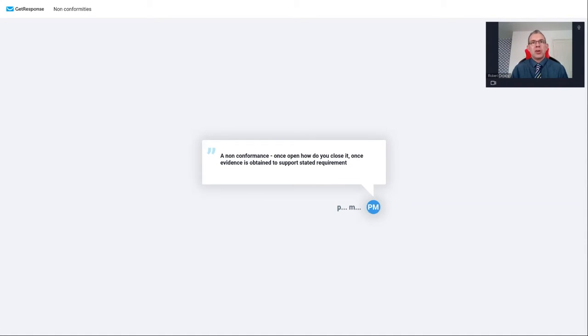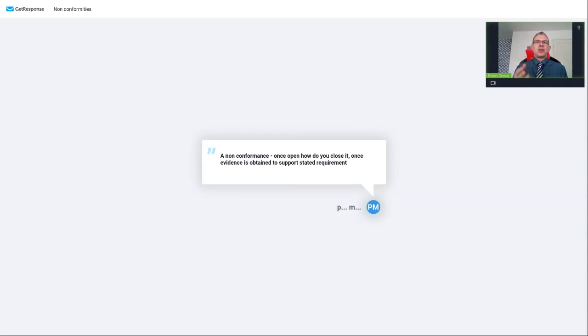A non-conformance, once open, how do you close it? Once evidence is obtained to support the statement required. Very good question there from Paul. So effectively, if you write up a non-conformance, whether it's in a summary log, an Excel worksheet, or a non-conformance report, the first part, as you've identified, is registering that as a non-conformance. So that opens it. When you've opened it, you document what you aim to do to close it out.